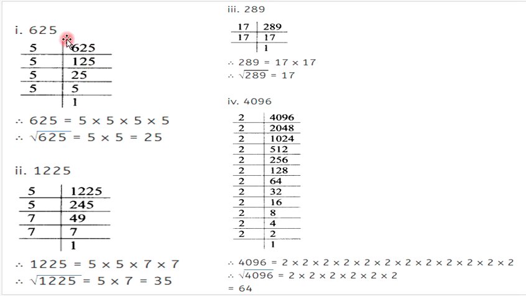So the number 625, we can write it in the product form as 5 into 5 into 5 into 5. Now 5 is a number which is repeated 4 times here. So when finding the square root of 625, I will write the pair just once. So I'll have simply 5 into 5, and that is 25.